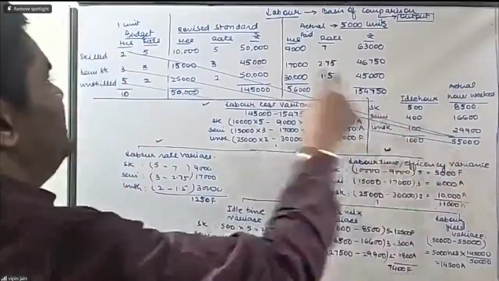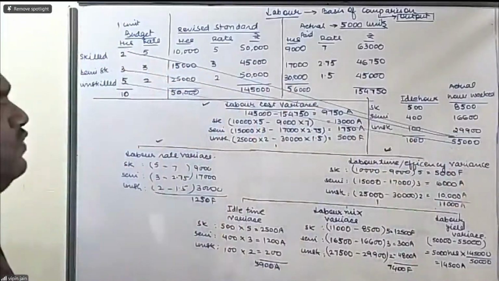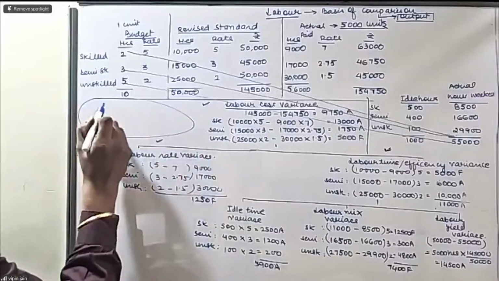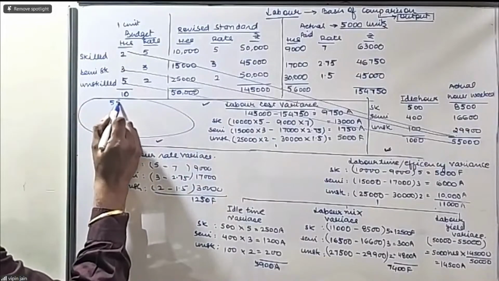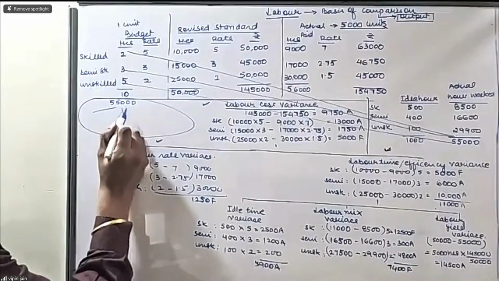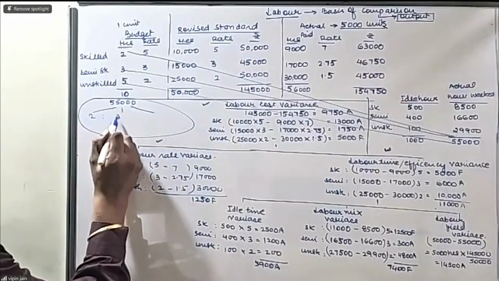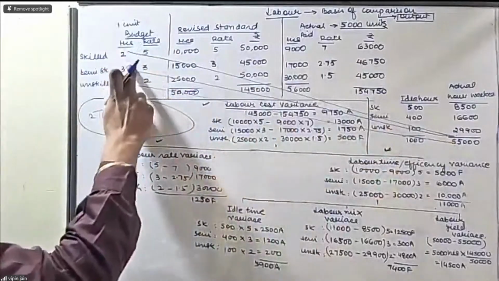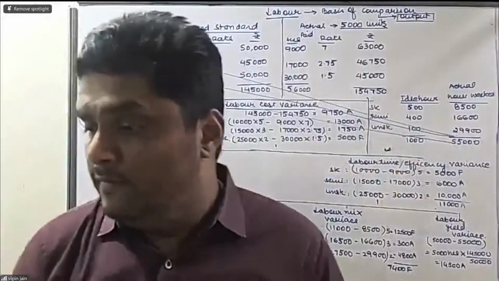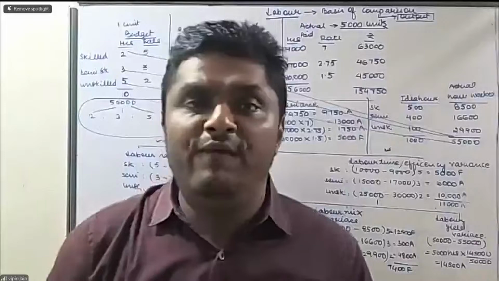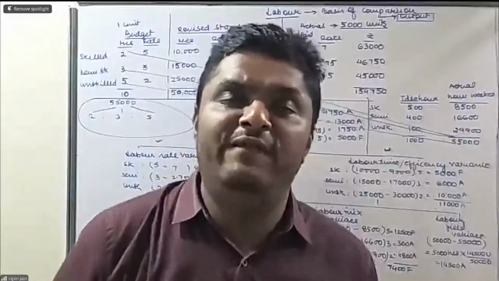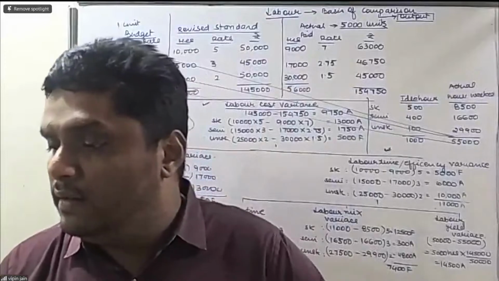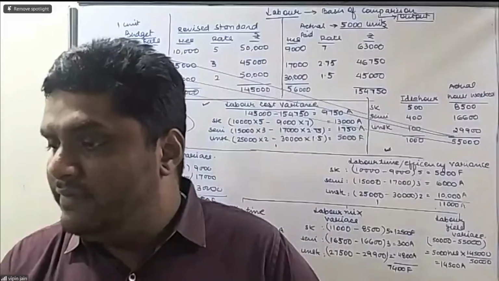See, 55,000 should be in the ratio of 2:3:5. So 55,000 into 2 by 10, 55,000 into 3 by 10, and 55,000 into 5 by 10.